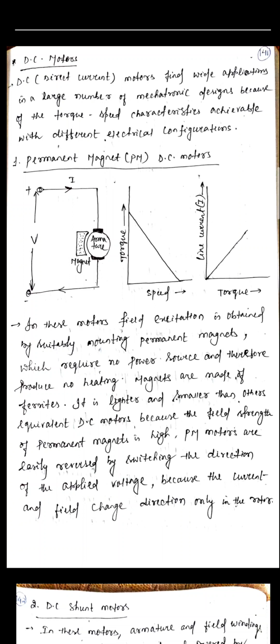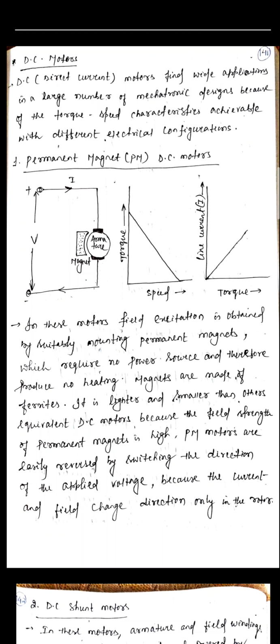First one is your PM DC motor, meaning permanent magnet DC motor. As you can see in the figure, here is the supply voltage V, and here is the positive terminal, where the current flows from the high terminal to the low terminal. Here is the armature, and a magnet is coupled with the armature. Side by side you can see the torque speed graph and the current torque graph. This is a linear graph. Why? Because it is a permanent magnet DC motor. Permanent magnet means the flux produced in the circuit is constant. That's why you get a linear relationship between torque and speed, and line current and torque.